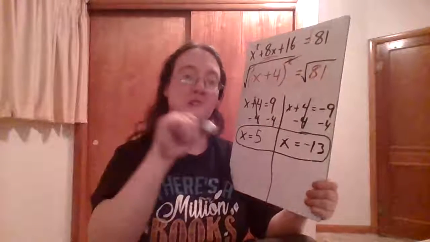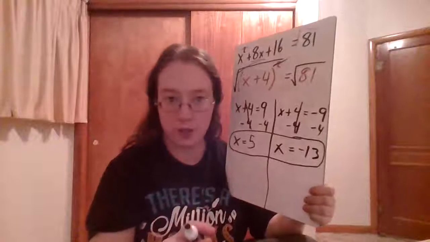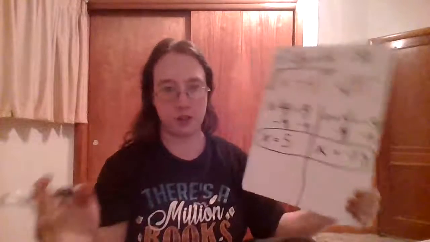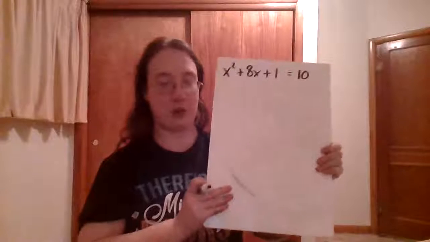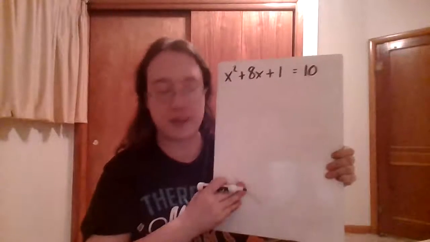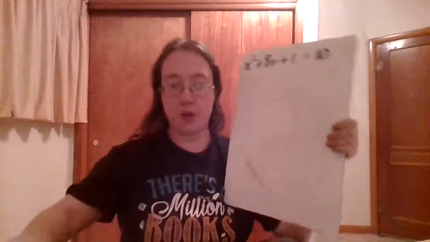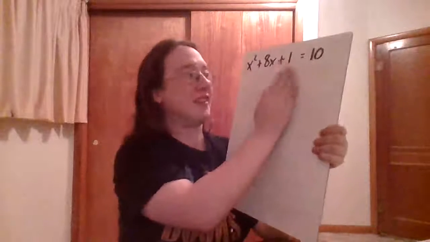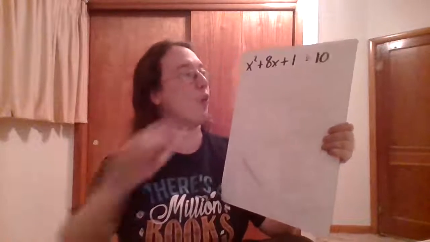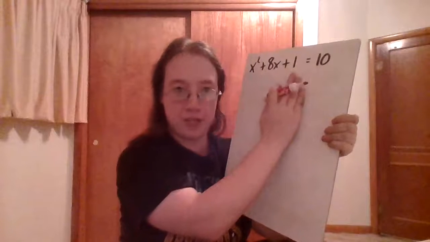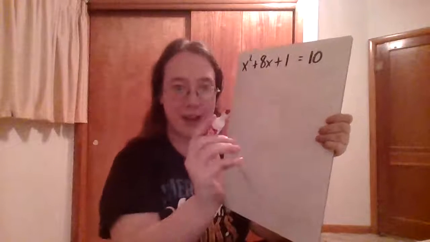Now we're going to take a look at what happens if we don't start off with a perfect square, because most things are not perfect squares. What if I got something like that? That's not a perfect square. 1 is definitely not half of 8 squared. So, first thing we want to do is figure out what that last number needs to be. So that's what we were doing with the C before.